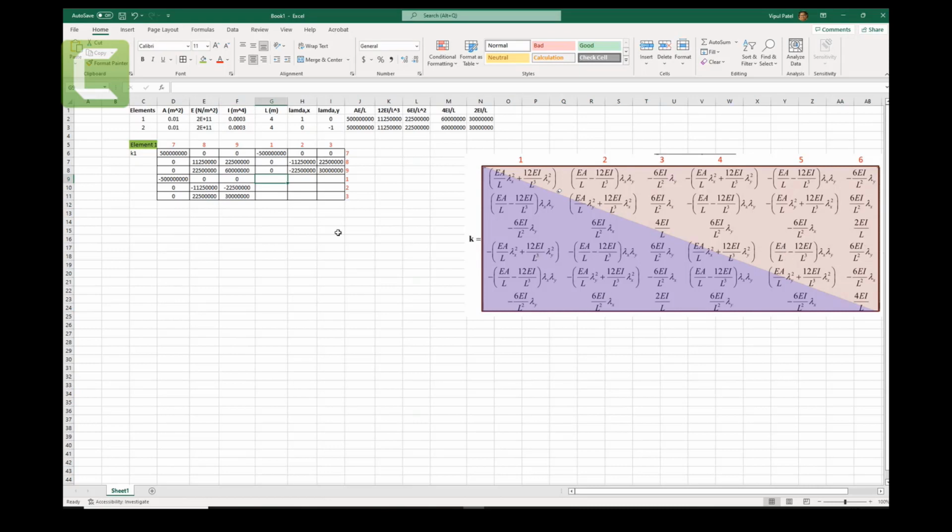Now we are at 1, 2, 3, and 4. So AE on L, I think we just need to leave it and come back to it. Lambda x square. Next week we're going to continue from here. Okay, this is the last one, I'm going to do it. 12 EI on L cubed times lambda y square.